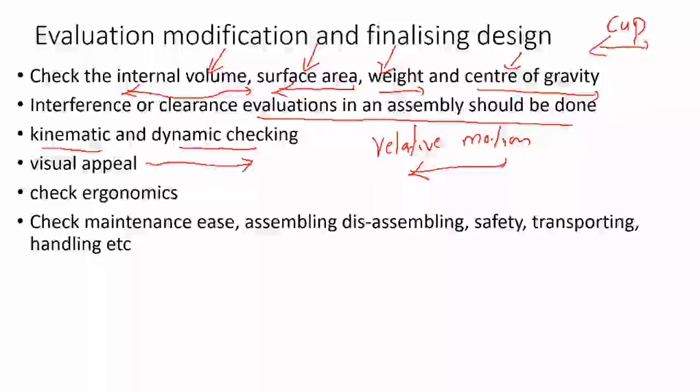Next one is what we call ergonomics: how comfortable it is, how comfortable in handling. And finally, whether it is easy for maintenance, any problem in assembling or disassembling, safety, transportation problems, and how handling is. These things they will be checking step by step. I gave this cup example because it's a simple example.